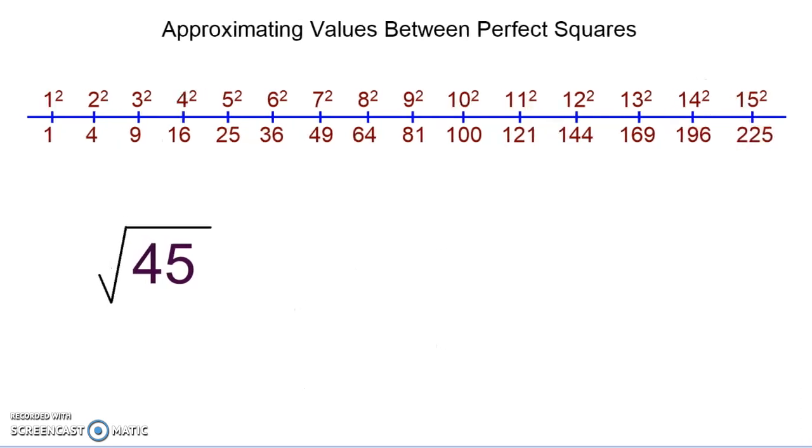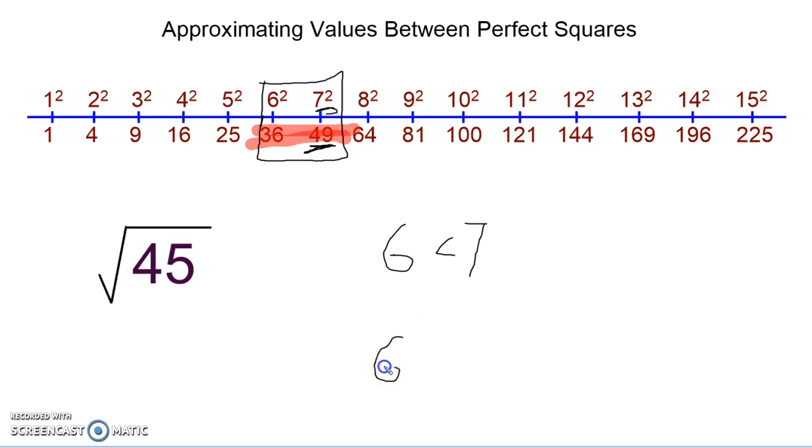In our next example here, we have approximate the value of the square root of 45. 45 is not a perfect square, but it does fall between the perfect squares of 36 and 49. We want to determine, is it closer to 36 or is it closer to 49? It is closer to 49. So we know its square root is going to fall somewhere between 6 and 7. Since 45 is closer to 49, the square root is going to be closer to 7, which means it's going to be above 6.5. So we're going to go about 6.7, 6 and 7 tenths, is about where that would fall.